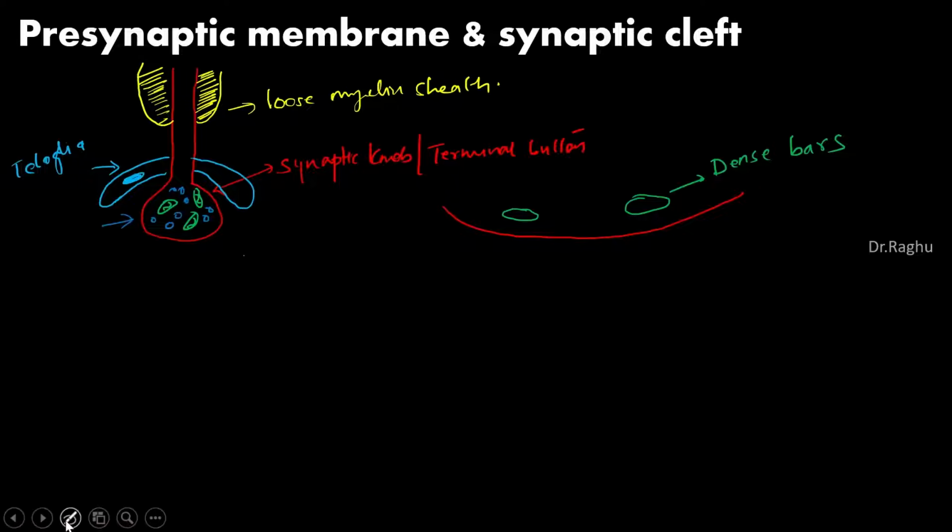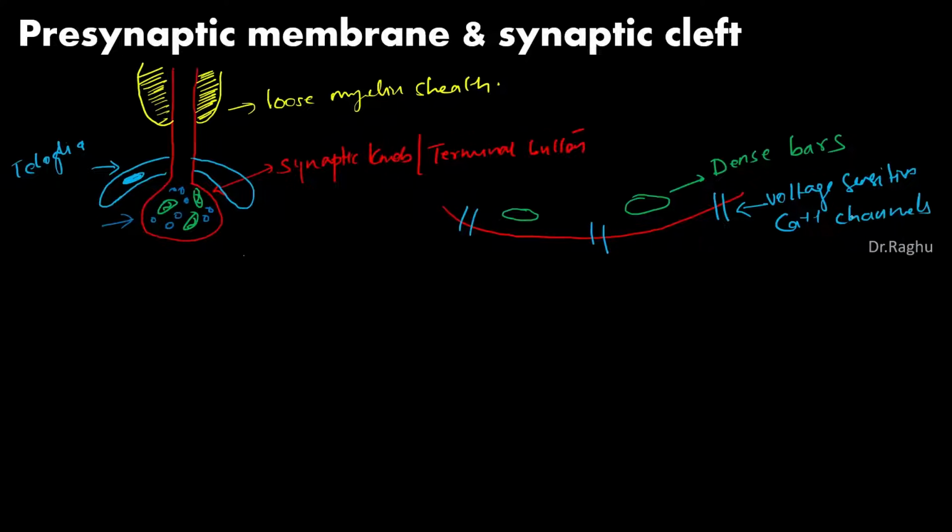Okay, second thing is that in and around these dense bars, we also notice the presence of what are called voltage sensitive calcium channels. Okay, voltage sensitive calcium channels. Then, just on the inner surface of the membrane, we also see a lot of synaptic vesicles. Fine, so these are the synaptic vesicles, and they contain acetylcholine as the neurotransmitter. And remember that these synaptic vesicles are clustered in and around the dense bars. Fine, so this is the structure of the presynaptic membrane.